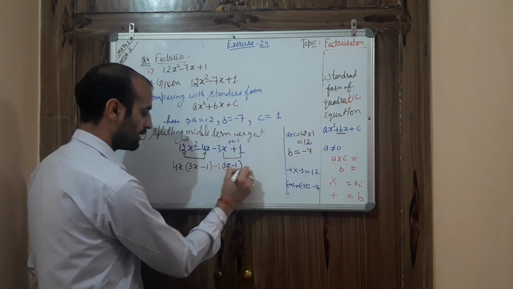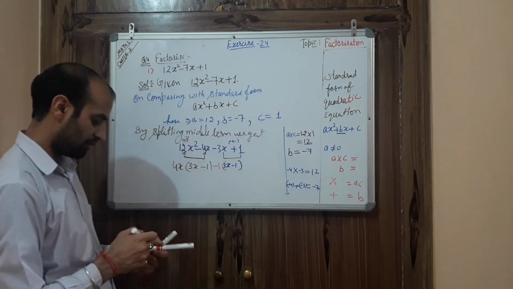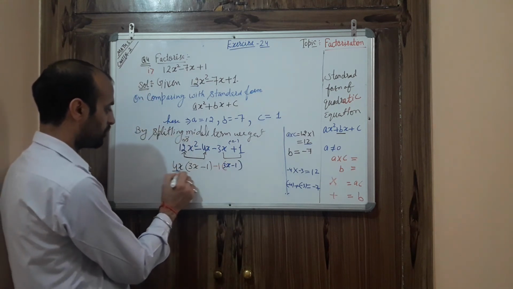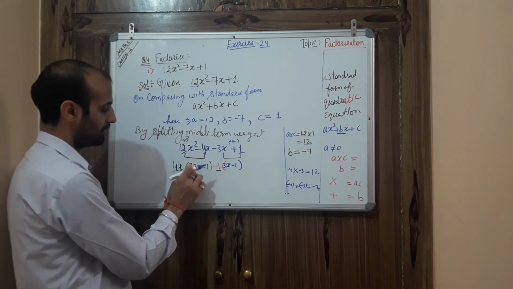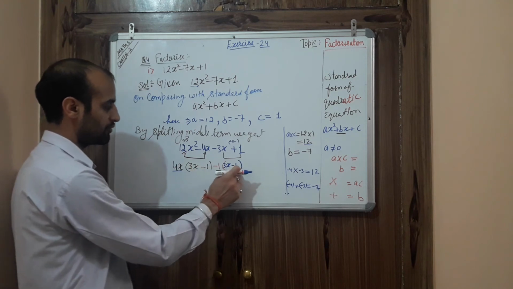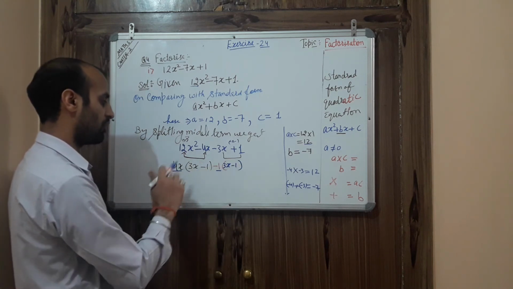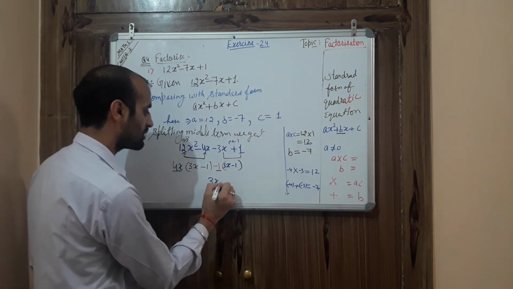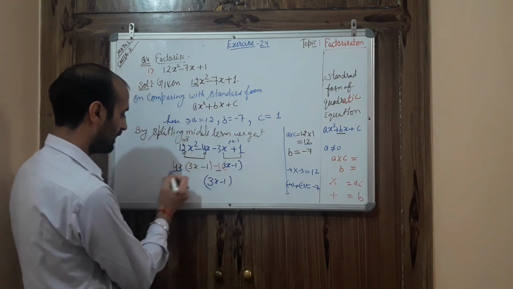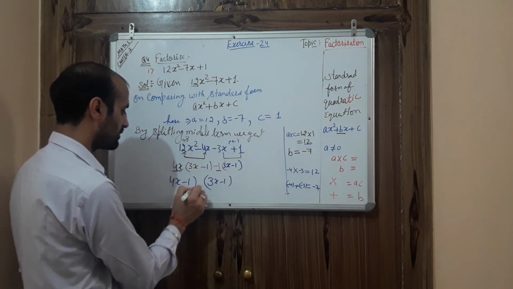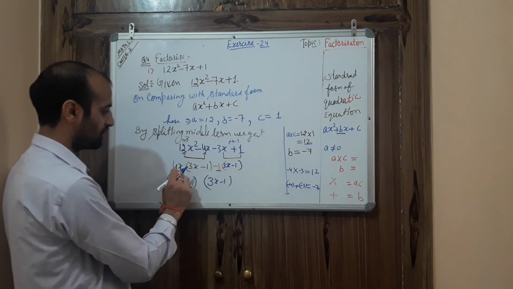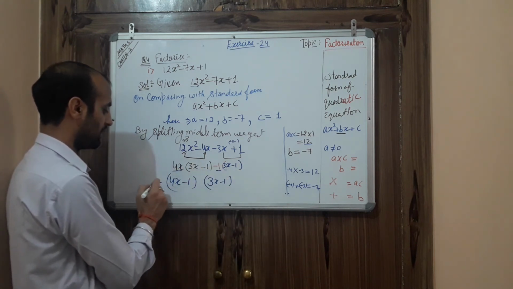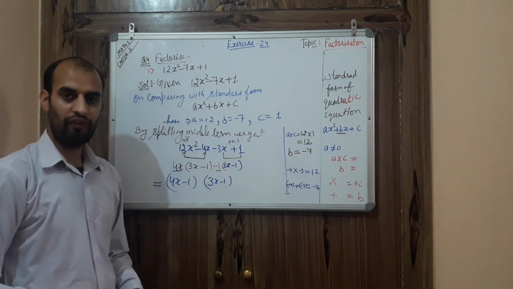Now see once again, my students, this 4x term and this 1 term both have one common factor: 3x minus 1, 3x minus 1. Take this 3x minus 1 common. If you take 3x minus 1 outside, you will get 4x minus 1. These two are left inside the bracket. This is the answer of the factorization.